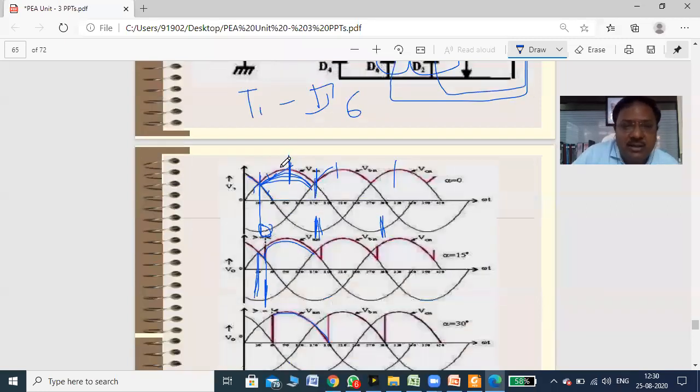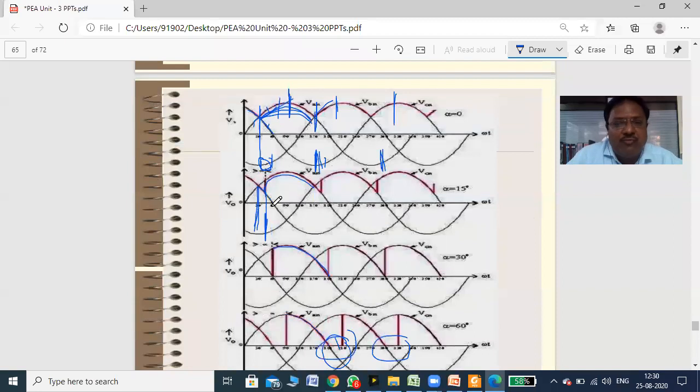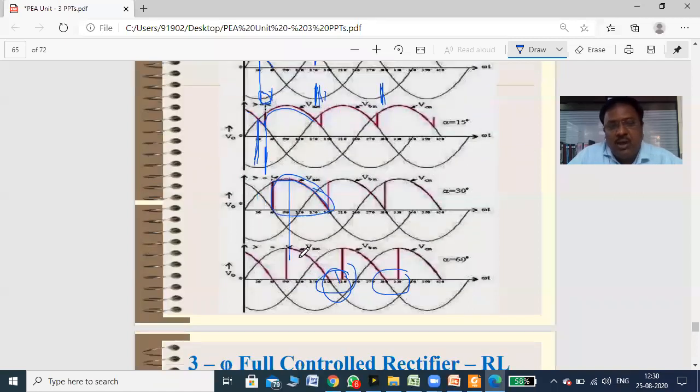You can see here A is most positive, that time B is most negative. Then second, B is most positive, C is most negative, and in third, C is most positive and A is most negative, right? So as you increase the alpha, you will get a cycle output like this. This is alpha equal to something like 30, 40. If you increase the alpha up to 90, and if your alpha is greater than 90, then the output is discontinuous. Keep this in mind.